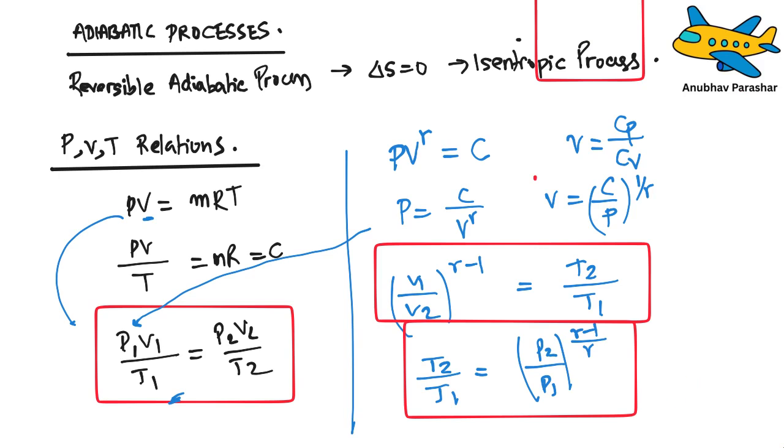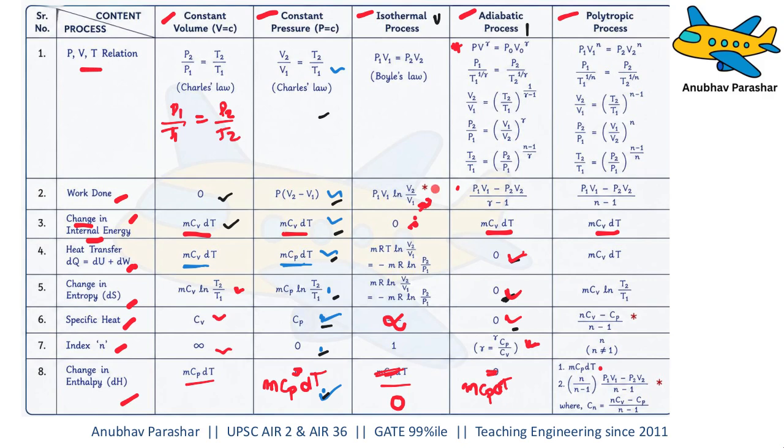So let us see if our slide contains the same thing that we have spoken about here, right? So yes, P1 by P2 to the power 1 by gamma, this is one of the equations. Okay, we have not created this equation.